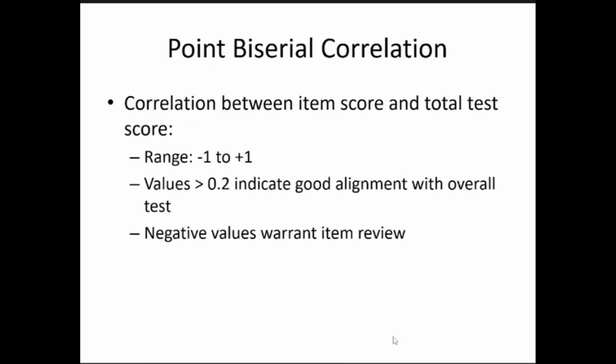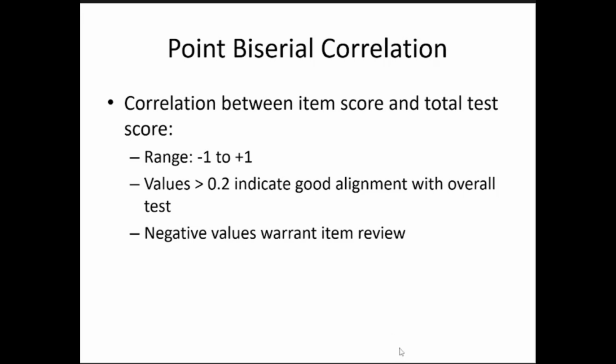Now, lastly, we are looking at the point biserial correlation. This point biserial correlation, or PBS, is a correlation between item score and the total test score. And the range is from -1 to +1. So values of more than 0.2 indicate good alignment with the overall test, while negative values need to be reviewed. For this purpose, the item needs to be reviewed.